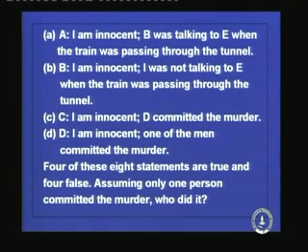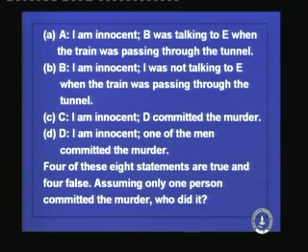A says, I am innocent. B was talking to E when the train was passing through the tunnel. And B says, I am innocent. I was not talking to E when the train was passing through the tunnel. C says, I am innocent. D committed the murder. D says, I am innocent, one of the men committed the murder. You must remember that A and C are men and B and D are women. And each one is making two statements.